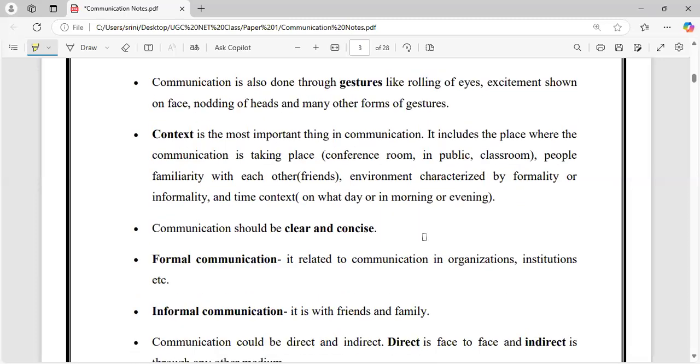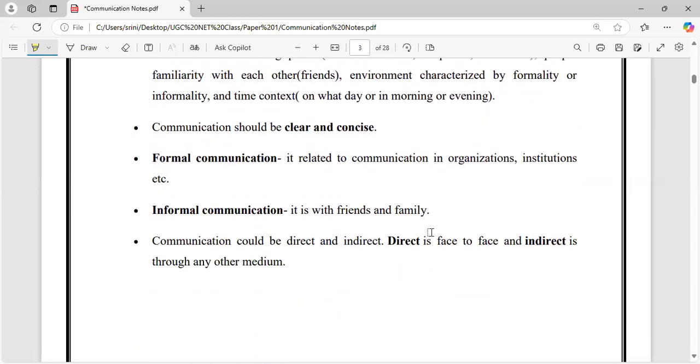Communication should be clear and concise. Concise here means short, but at the same time it holds the same meaning of the message. And we have two kinds of communication, formal and informal. We have many types of communication, broadly categorized into formal and informal communication.